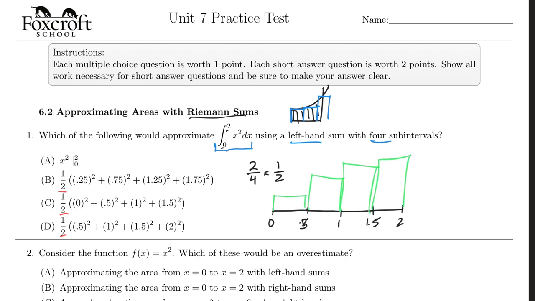But how do we know how tall the rectangle is? We're using the left-hand sum. So the first interval, we're going to take 0 and plug it into the function I care about. I'm going to do 0 squared, and that'll give me the height of my rectangle. The next interval, I'd plug in the left-hand side 0.5, and I would square it. The third interval, the left-hand side. The last interval, the left-hand side. So we can see we're plugging in 0, 0.5, 1, and 1.5. That is C. The 1/2 is the width of all of these rectangles, and those are the 4 numbers that I'm plugging into my x squared function.